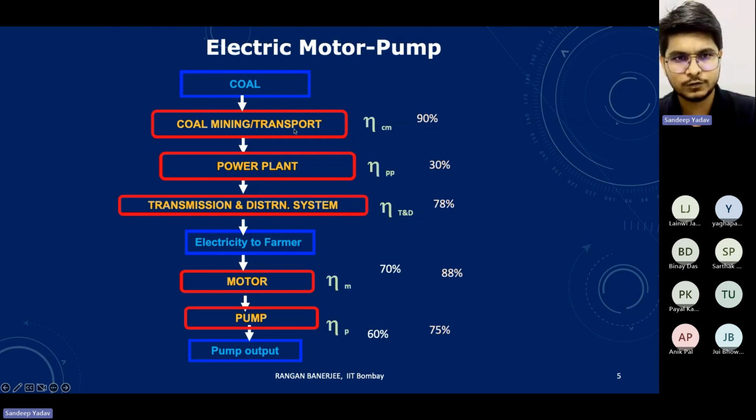Moving ahead. This is a great example of how the energy flow happens in the energy system. Coal is mined with some efficiency, and then it's transported to the power plant, and the electricity generated from the power plant is distributed to the farmer, and then it is converted by the motor, and then finally there is the efficiency of the pump and the final output. So if you want the final energy in the pump output, we just need to multiply all the efficiencies to get the final energy output. That would be very little. That's how it shows at what stages the energy is getting lost.